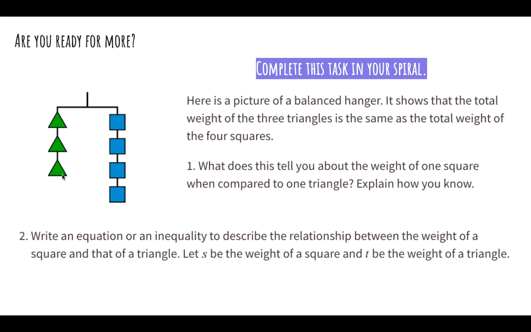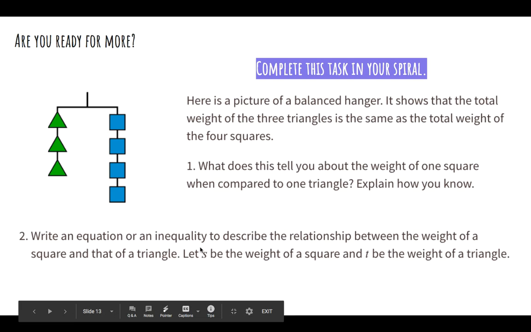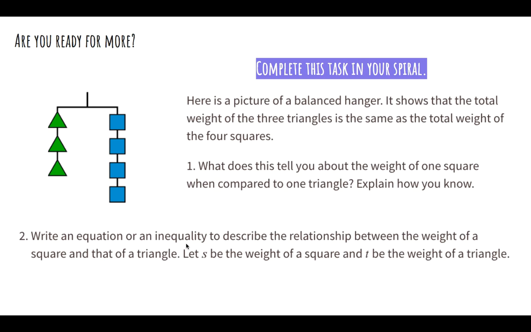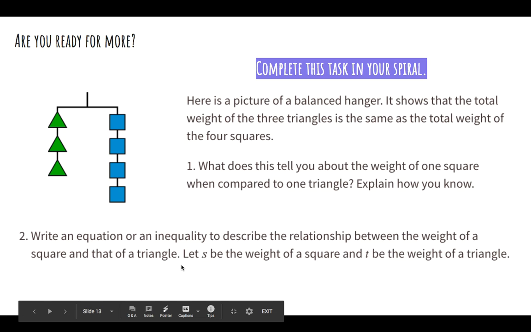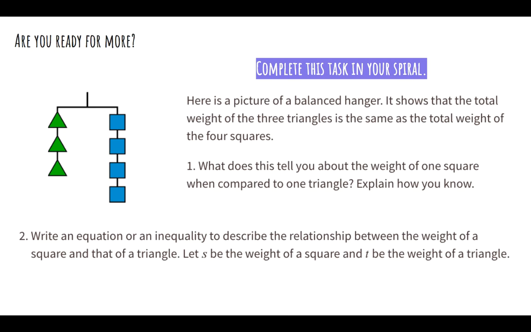So which do you think would be heavier, 1 triangle or 1 square? And how do you know? And then write an equation or an inequality to describe the relationship between the weight of 1 square and 1 triangle. Let S be the weight of a square and T be the weight of a triangle. So you're going to capture your thinking from step 1 in either an equation with an equal sign or an inequality with greater than or less than for number 2. Please pause this video, answer both questions in your spiral, and then continue on to check your answers.